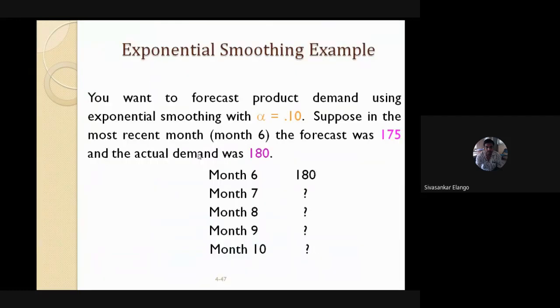So you want to forecast a product demand using exponential smoothing with alpha equal to 0.10. Suppose in the recent month 6, the forecast was 175 and the actual demand was 180. So you are expected to forecast the product sales for the months 7, 8, 9, 10 and so on.